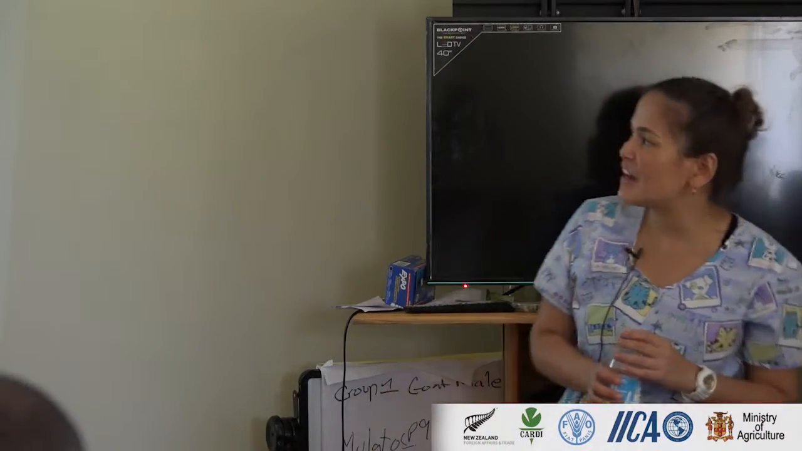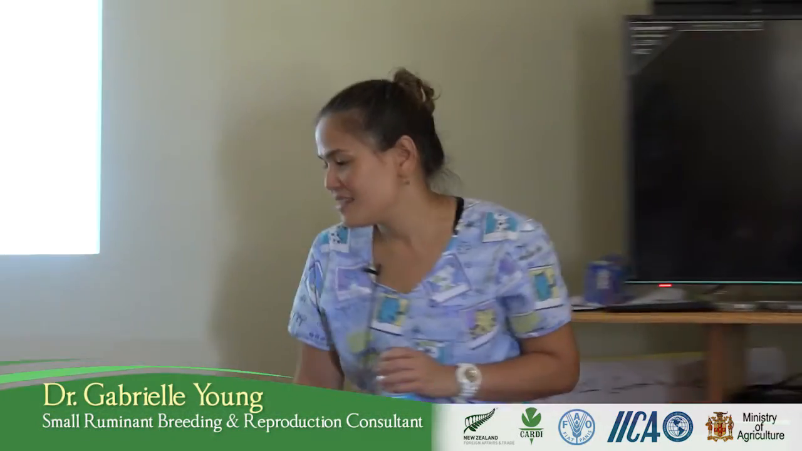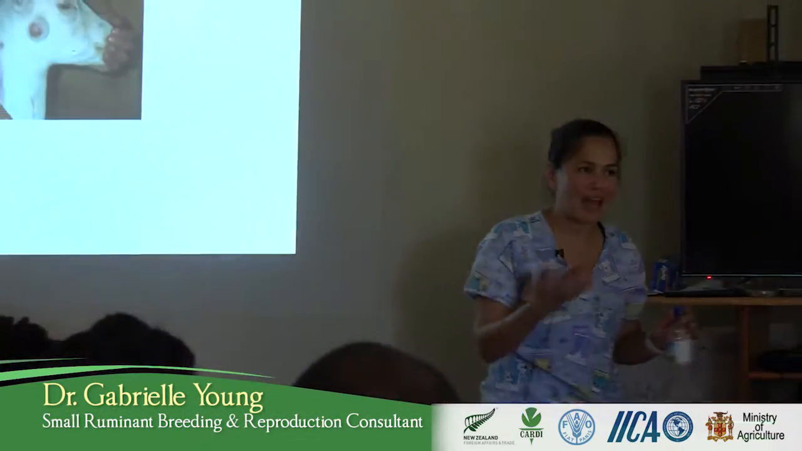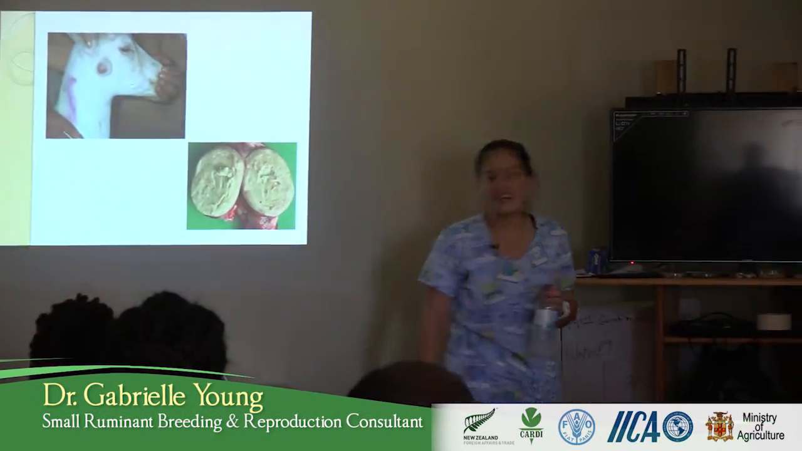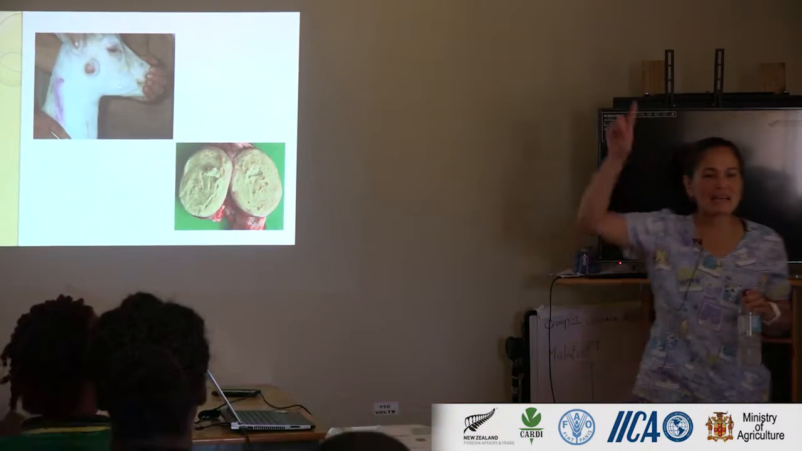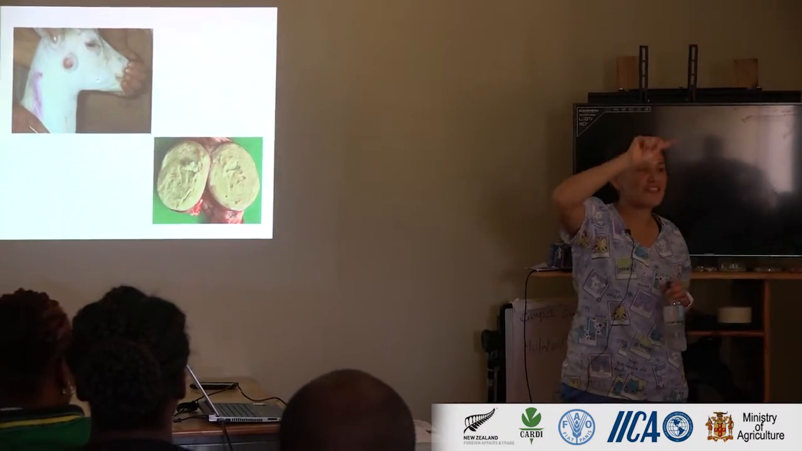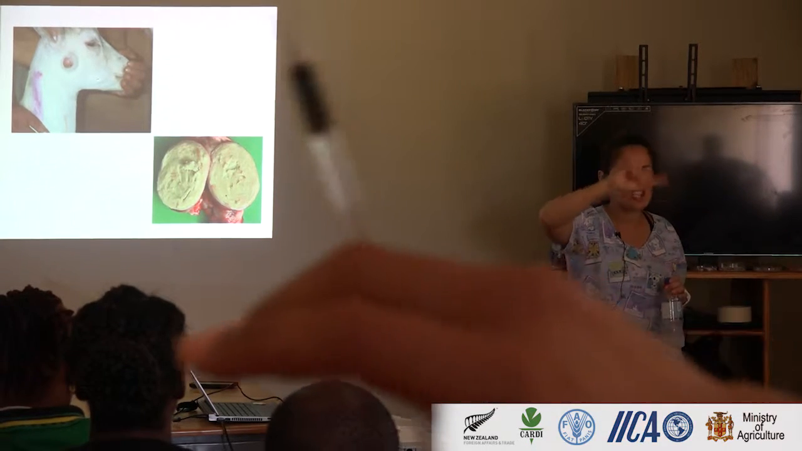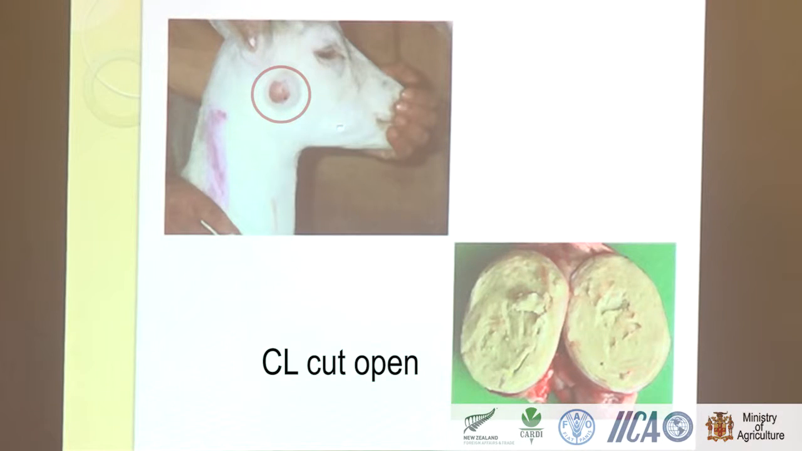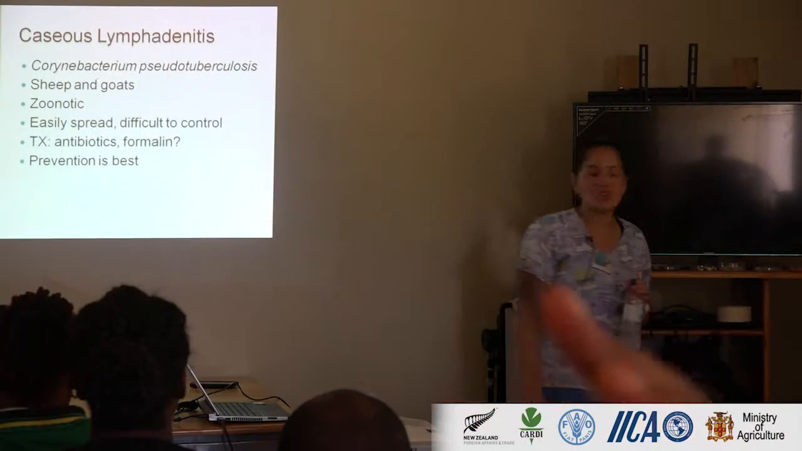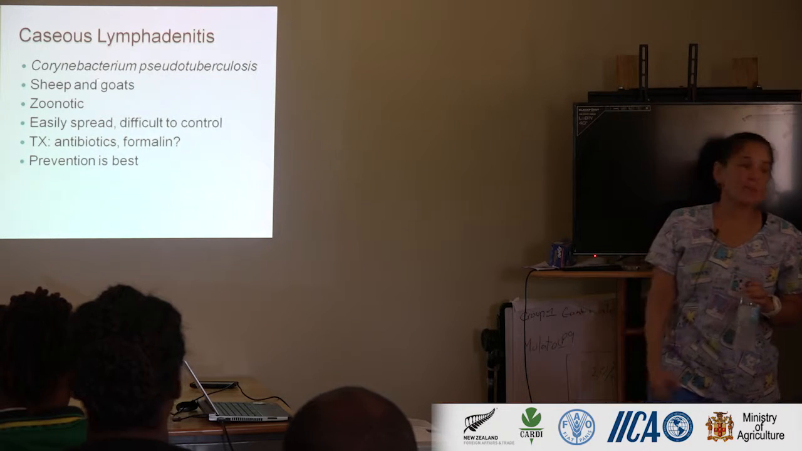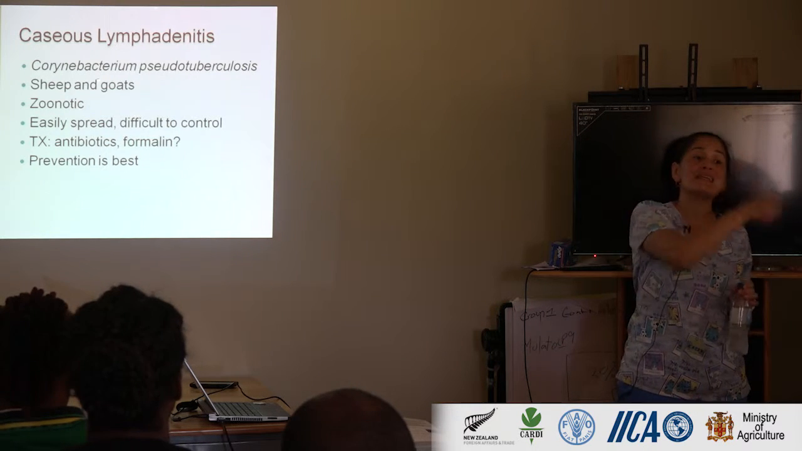CL, Caseous Lymphadenitis, right? Those bumps on sheep and or goats. And that's what it looks like. It has that characteristic onion shape. Those abscesses, you cut them out, they have that characteristic onion layers, right? It's caused by a bacteria, very cheesy and yucky. Corynebacterium pseudotuberculosis, sheep and goats, and it is zoonotic.